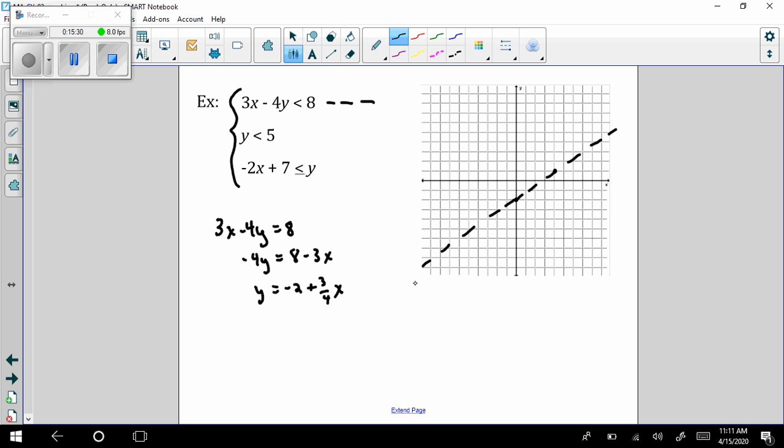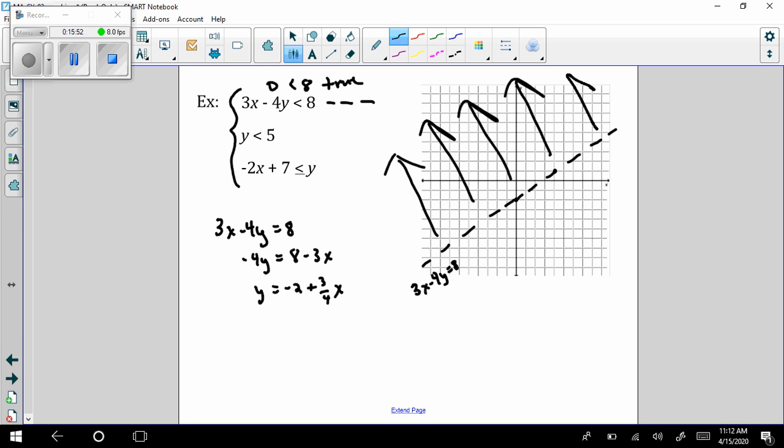Go ahead and label the lines for this example. So you can test your 0, 0, and 0 is less than 8. That is true. So you would be shading this side of that dashed line because 0, 0 makes that statement true.